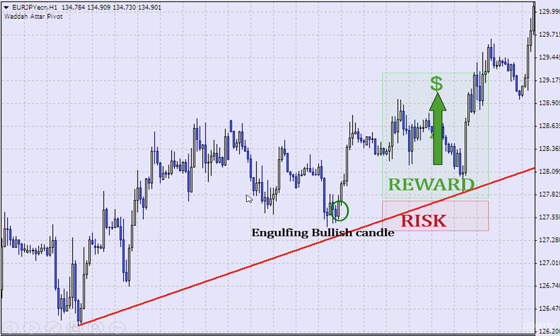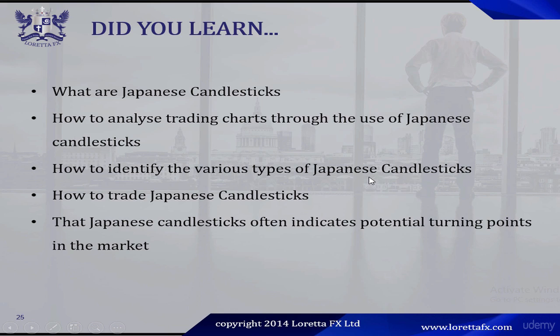Now, here is an example of a trade you could have taken using candlestick patterns. Here we have an engulfing bullish candle near a trend line and the market just rallied. And look at the risk, small risk in comparison to the potential reward. This is the beauty of trading candlestick patterns.